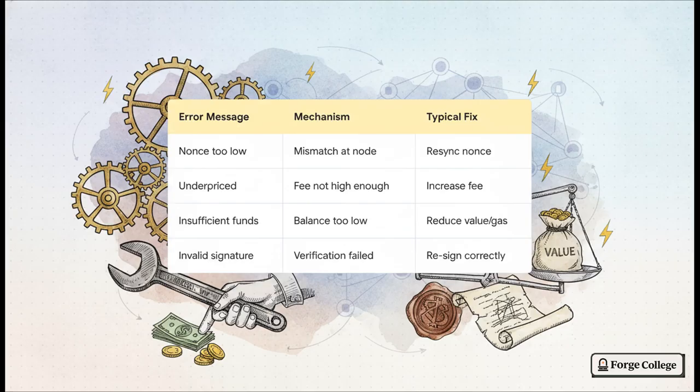Second, replacement transaction underpriced. This means you're trying to replace a pending transaction, but your new gas price just isn't high enough to incentivize the node to actually care. Third, insufficient funds. Pretty self-explanatory, right? Your sender balance simply cannot cover the value you're trying to send, plus the maximum gas cost. And fourth, invalid signature. This means either your verification failed, your V, R, and S values are somehow malformed, or maybe you just used the wrong chain ID.